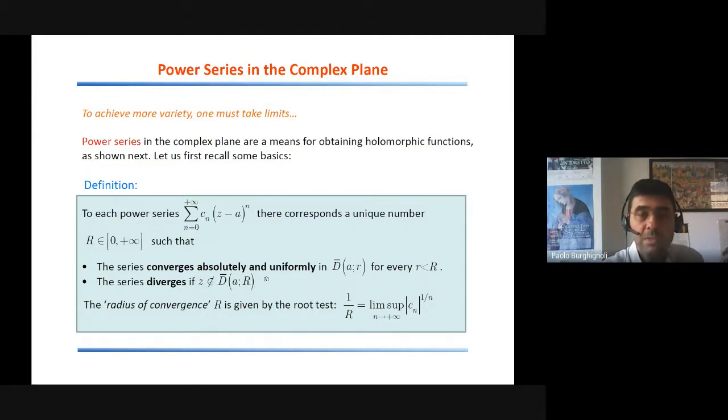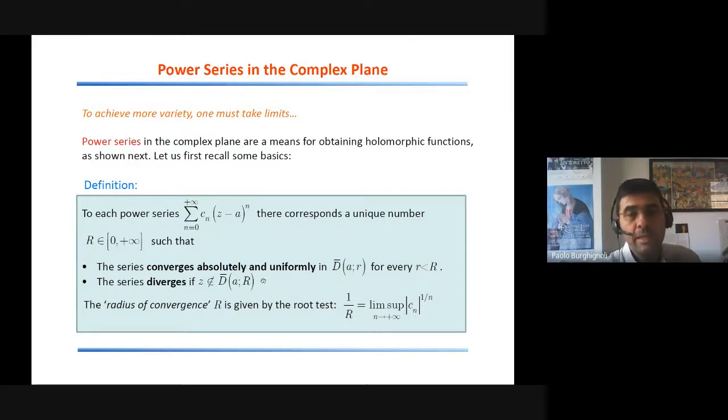So if you are outside the disk, the series diverges. This number r is known as the radius of convergence, and you can calculate it, for example, using the root test. So the reciprocal of the radius of convergence is the superior limit, when n tends to infinity, of the nth root of the absolute value of the coefficient Cn.